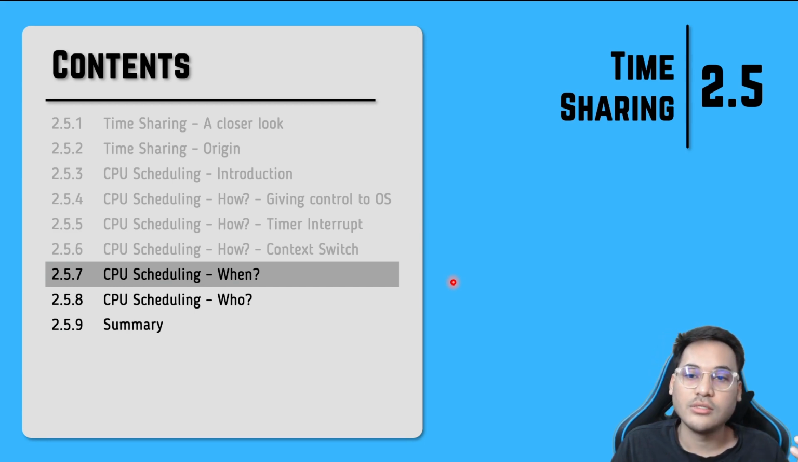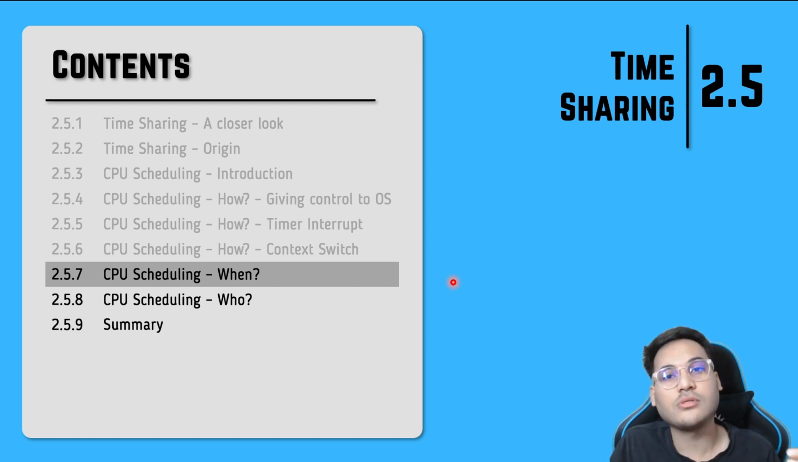And as you know, time sharing is a concept using which the operating system shares the CPU time among multiple processes, which allows us as end users to run more programs on a limited number of CPUs. So we have already understood what time sharing is, and we have seen that it is implemented via a technique known as CPU scheduling. CPU scheduling is a resource allocation technique where the operating system allocates the CPU among multiple processes.